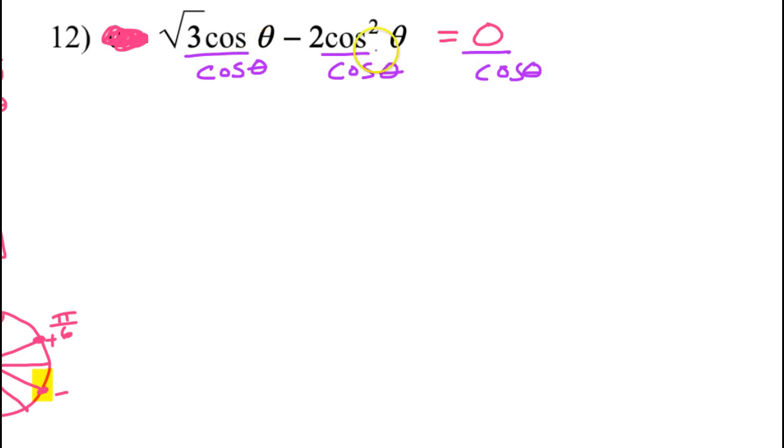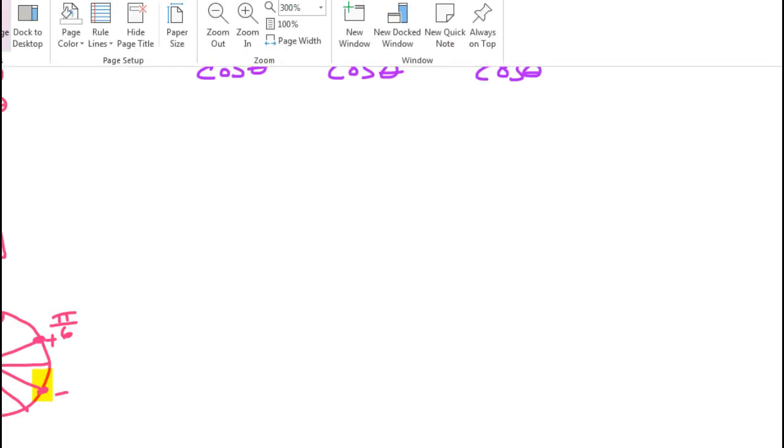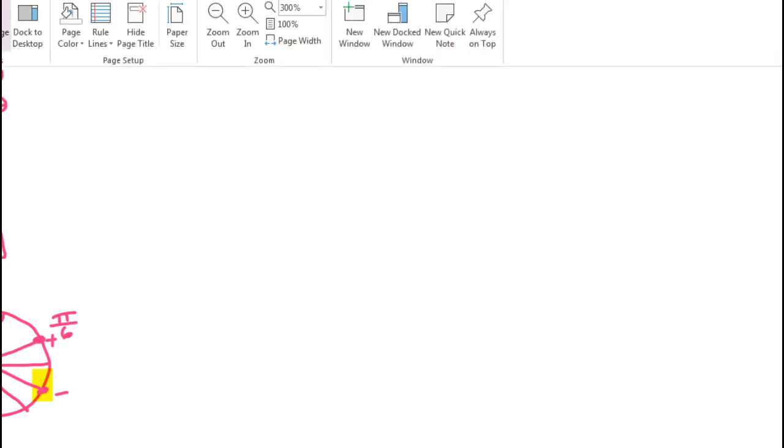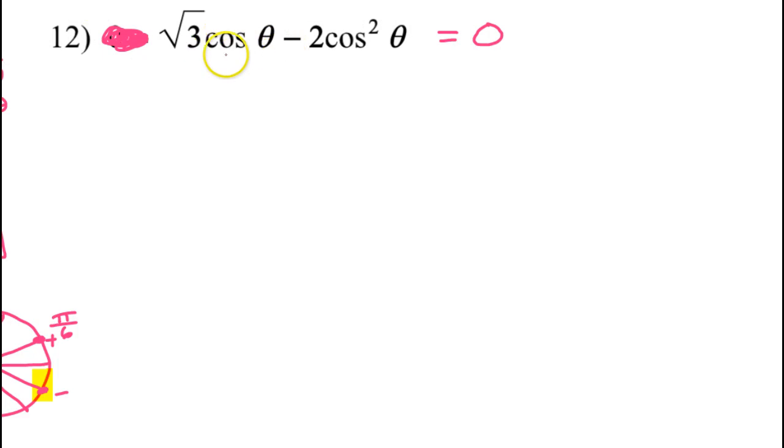This is highly illegal. You cannot divide everything by a trig function because trig functions are very often 0. And so you're indirectly dividing by 0, which breaks the universe. So do not divide by a trig function. Never divide by a trig function. Instead, if there's a GCF, factor it out.